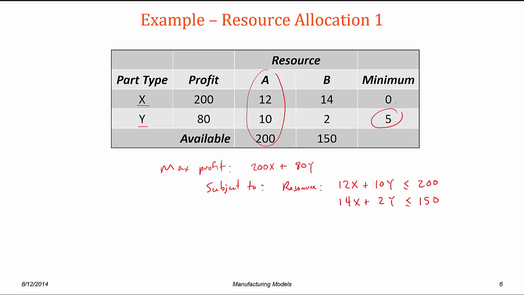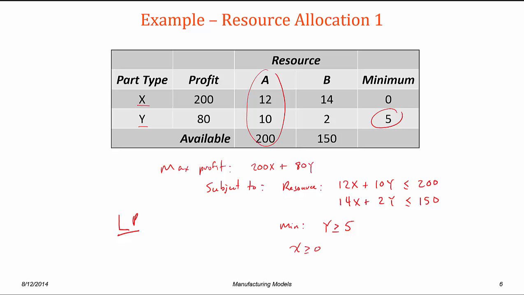And finally, we have our constraint on our minimum. The number of Y has to be greater than or equal to 5. And by default, X has to be greater than or equal to 0. It doesn't make sense otherwise. So clearly we have just formulated the problem as a linear program. Our objective function and all of our constraints are linear, and the decision variables are greater than or equal to 0.